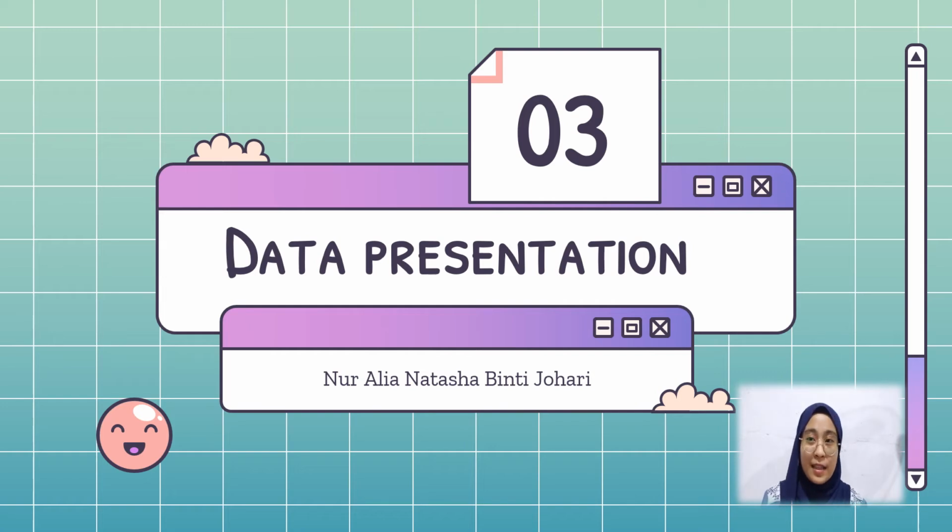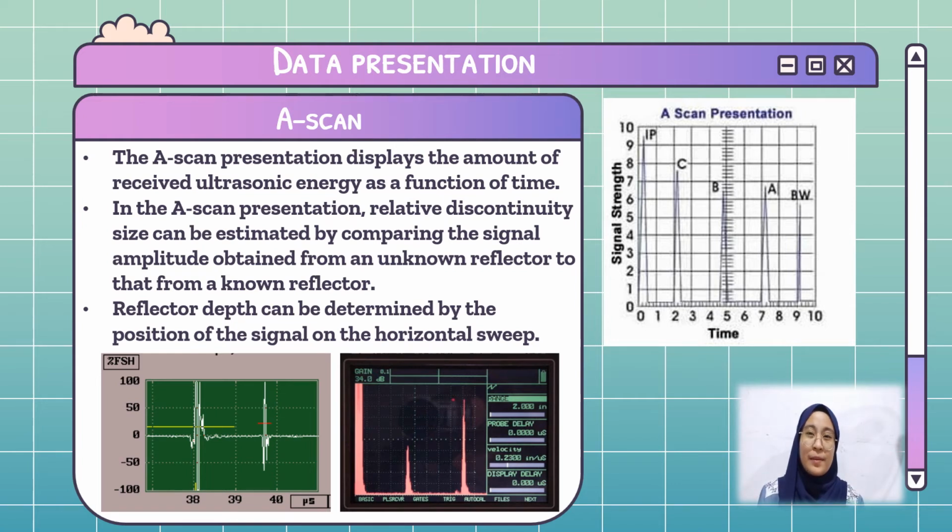Now let me explain what is data presentation. There are three data presentations, which are A-scan, B-scan and C-scan. The A-scan presentation displays the amount of received ultrasonic energy as a function of time. In the A-scan presentation, relative discontinuity size can be estimated by comparing the signal amplitude obtained from an unknown reflector to that from a known reflector. Reflector depth can be determined by the position of the signal on the horizontal sweep.